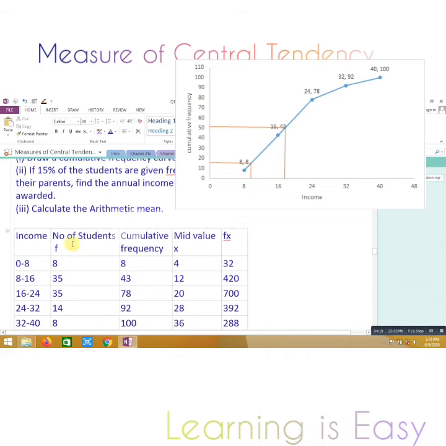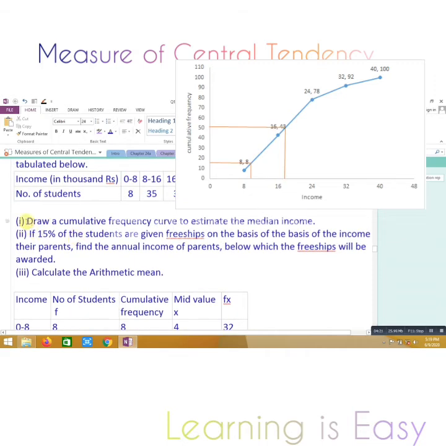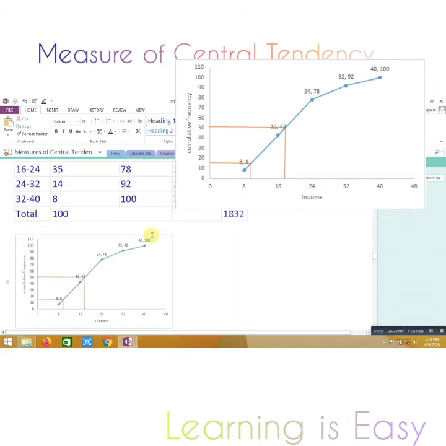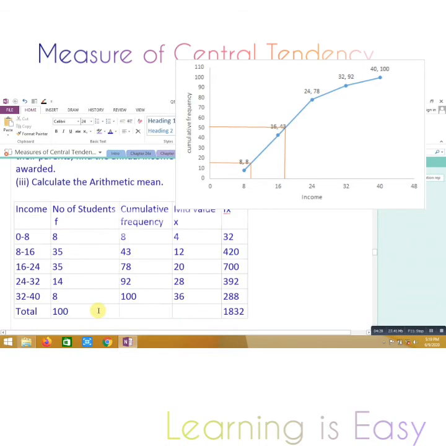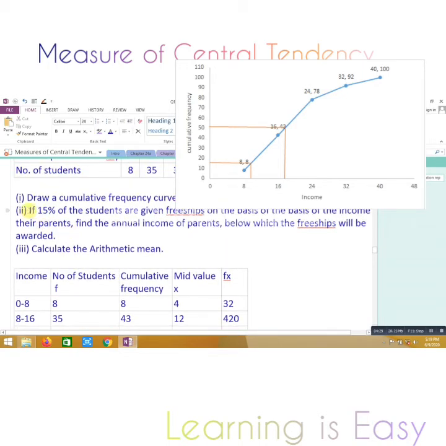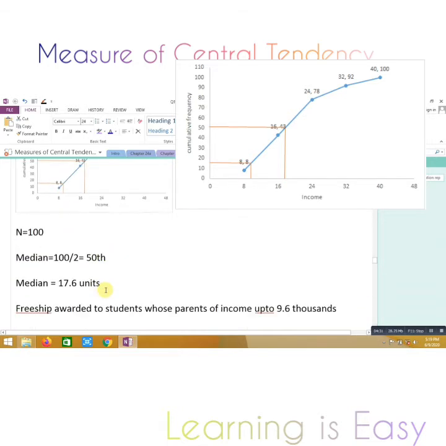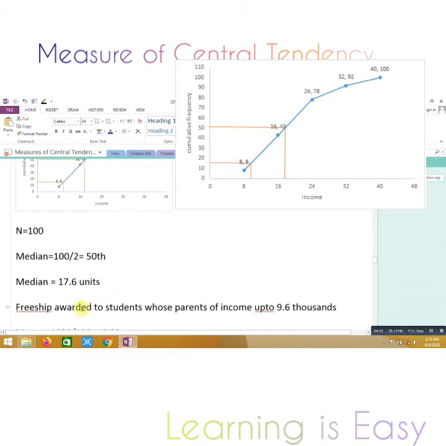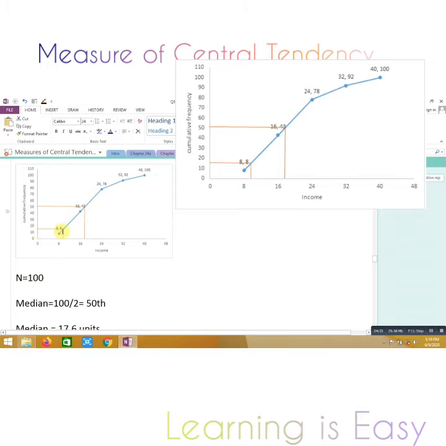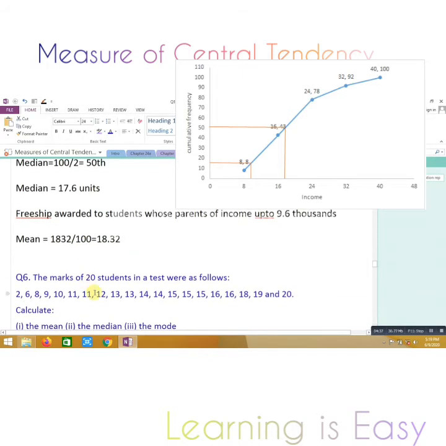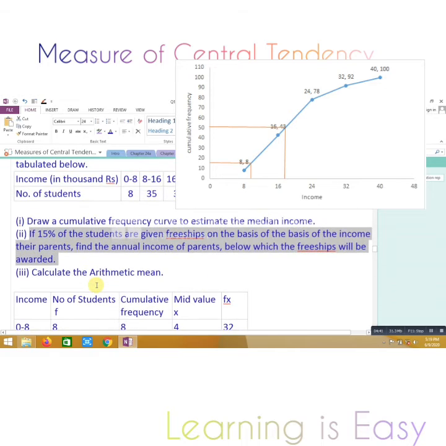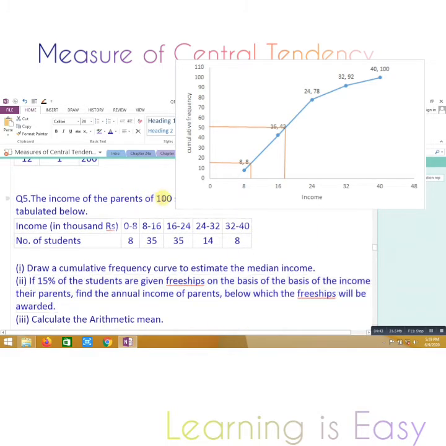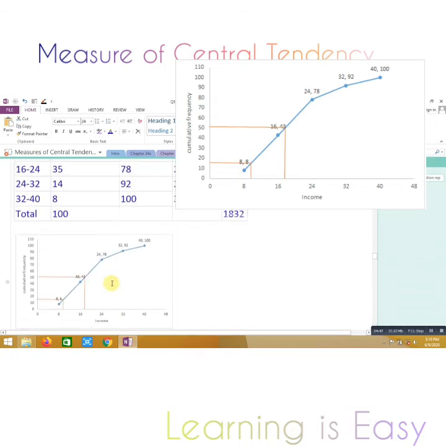Next, hope this is clear with the cumulative graph. Then free chips for the parents' income range of up to 9.6 thousands. And finally, we need to calculate the mean. And this is for 100 students.